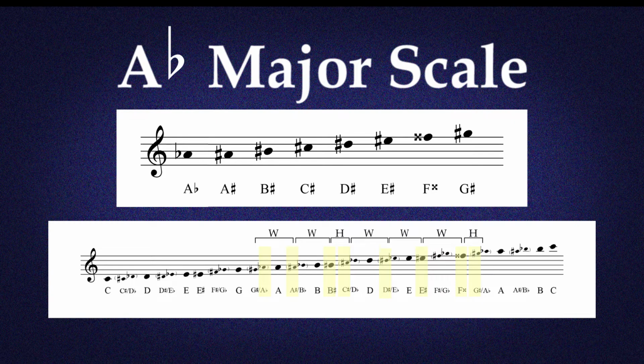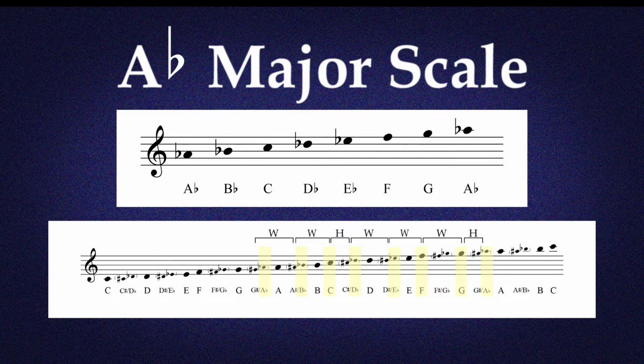A sharp becomes B flat, B sharp becomes C, C sharp becomes D flat, D sharp becomes E flat, E sharp becomes F, and the F double sharp becomes G. Again, the notes of this scale will all sound exactly the same, but with fewer accidentals, it will be much easier to read and write.